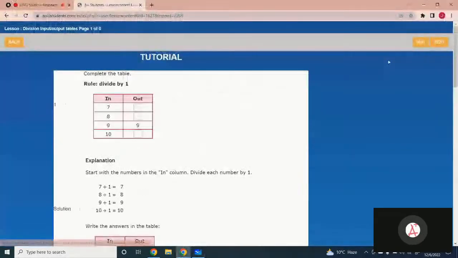Okay, I'm on the lesson division input output tables. We are doing grade 3 maths. The chapter name is division and the lesson name is division input output tables. So let's start with the test.